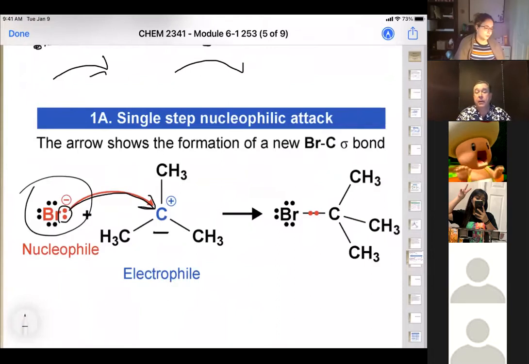Okay. Now, notice that these electrons are highlighted in red to show you those 2 electrons form that new sigma bond. It's not 1 electron from one and 1 electron from the other. Both of those electrons came from the bromine.